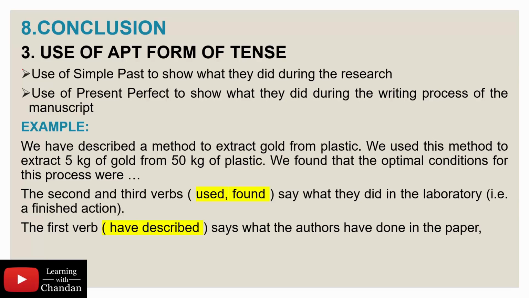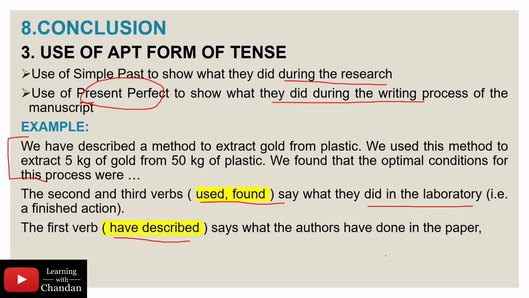The next point is to check for apt use of tense form. Here, simple past and present perfect can be used. Please check the following example. Here, the tenses mentioned in simple past are used to convey what the authors did during their experiment or during their research, whereas present perfect is used, which is denoted by the words have described. It is used to show what they did during the writing process of the paper.